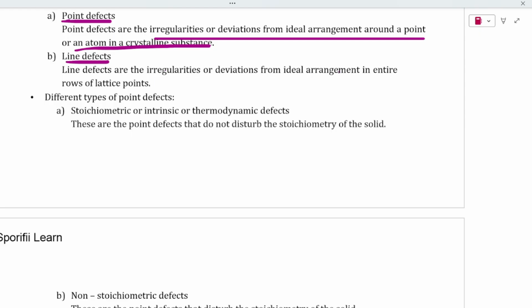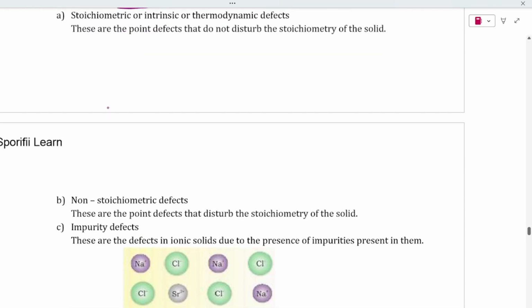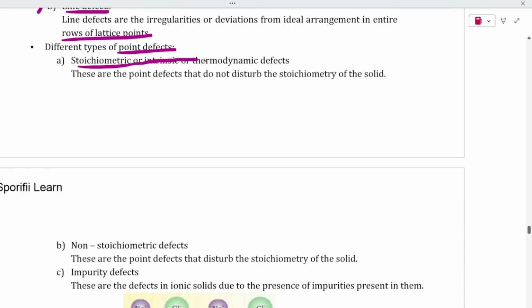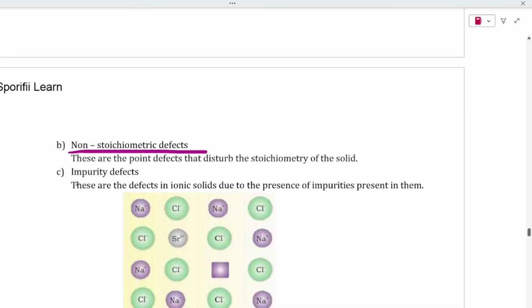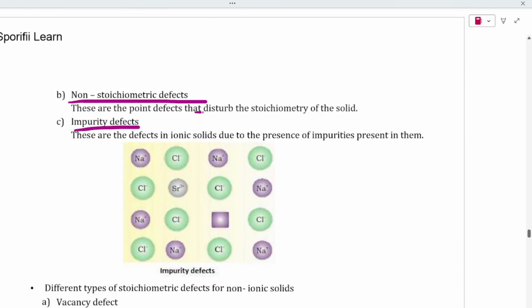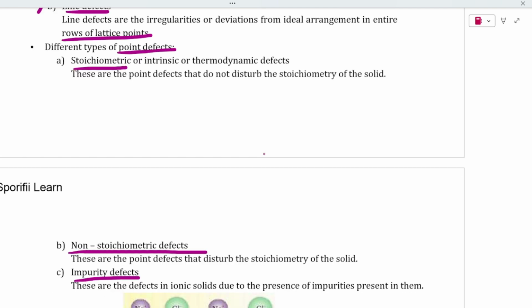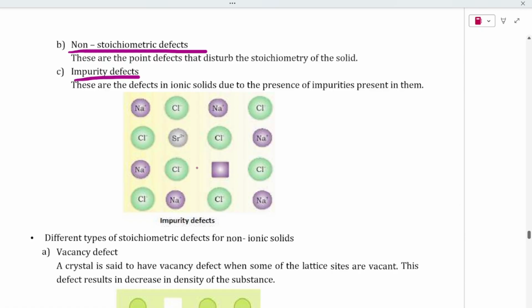Line defects are irregularities in a row of lattice points. If you divide point defects again, you have three types: stoichiometric, also called intrinsic or thermodynamic, non-stoichiometric, and impurity defects. Stoichiometric defects do not disturb the stoichiometry of the solid. Non-stoichiometric defects disturb it. And impurity defects are due to the presence of impurities in the solid.